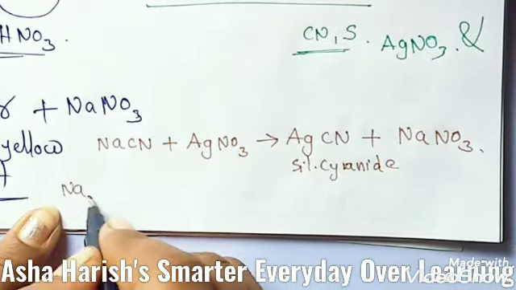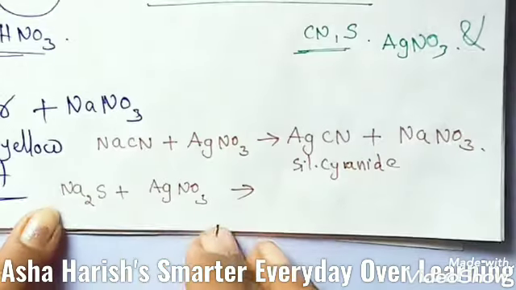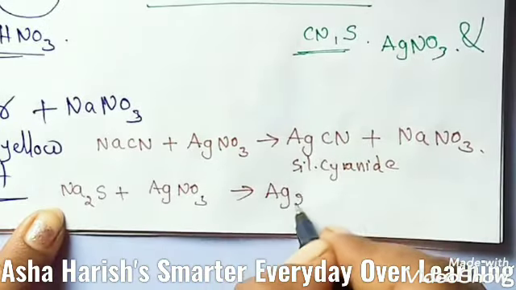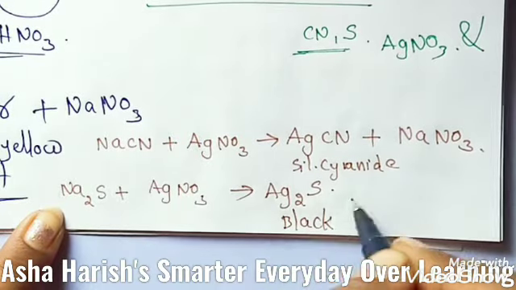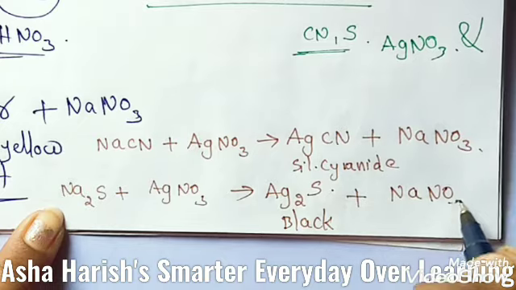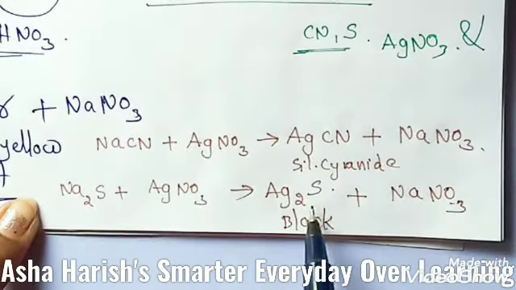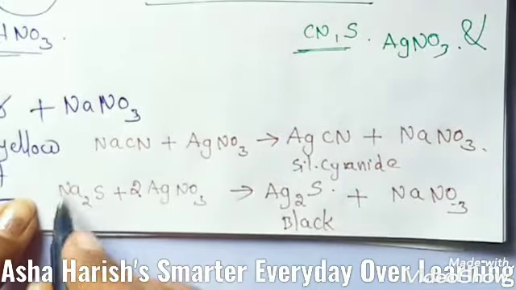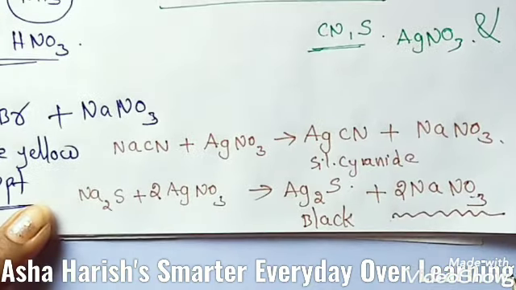And if you add the same silver nitrate, AgNO3, to sodium sulphide, you get Ag2S, silver sulphide, which is a black colored precipitate, along with sodium nitrate, NaNO3. If you balance this equation, for Ag2S, silver sulphide, place 2 here, then Na2 here, and if you place 2 here, then students, the equation is balanced.